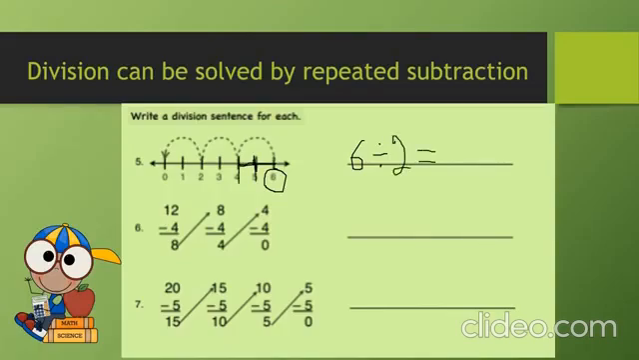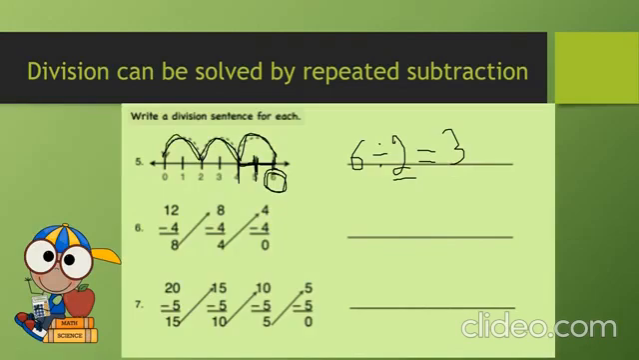Let's count. 1, 2, 3. I subtracted 2 three times. So the divisor is 2, the dividend is 6, and we subtracted 2 three times.